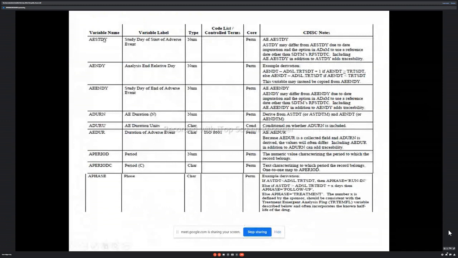Then we have AE STDY. This is from the AE dataset. AE ENDY, analysis study date of analysis end date, and this is AE ENDY. Analysis duration numerical. We have AE duration. That is going to be AE duration numerical. And what are the units? Days or months or weeks, whatever that we have. Then AE duration from AE domain, analysis period C, and then we are going to have analysis phase.